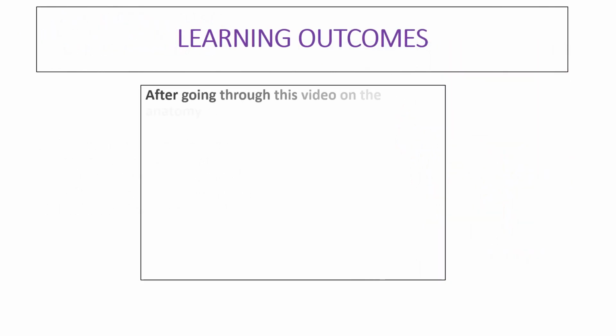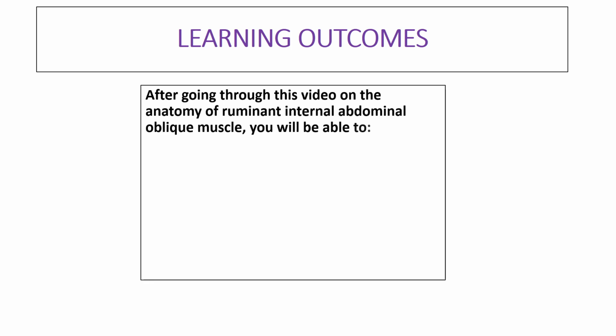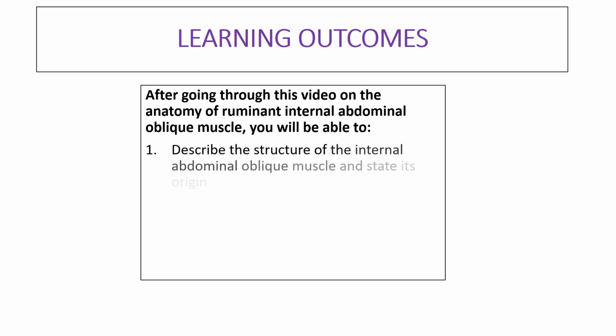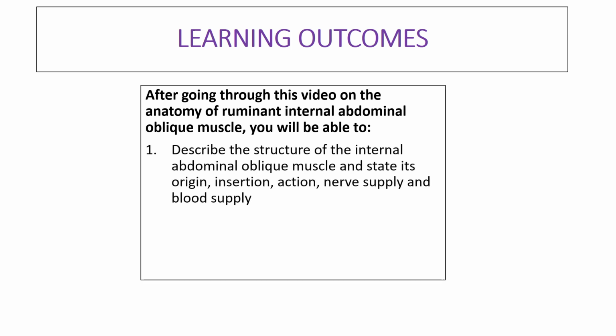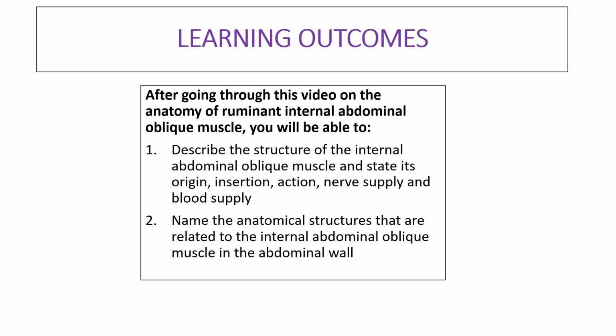After you've gone through this video on the anatomy of the ruminant internal abdominal oblique muscle, you'll be able to describe the structure of the internal abdominal oblique muscle, and you'll also be able to state its origin, insertion, action, nerve supply, and blood supply. In addition, you'll be able to name the anatomical structures that are related to the internal abdominal oblique muscle in the abdominal wall.